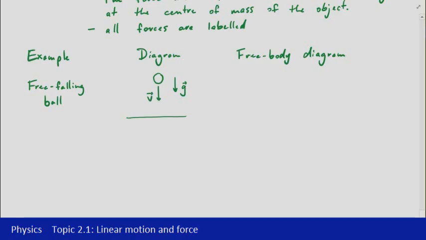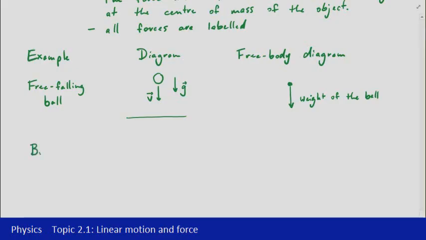Now if we think about the free body diagram, this dot represents the center of mass of the ball. The only force acting on that would be a downwards force, being the weight of the ball. So you can see in that case a very easy free body diagram. There's only one force, so we only need to represent one force on the center of mass of the ball. So a very straightforward diagram there.